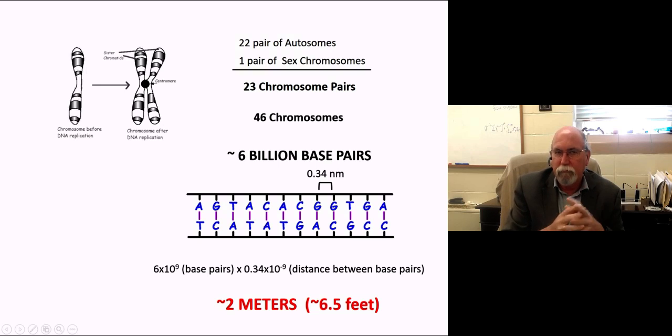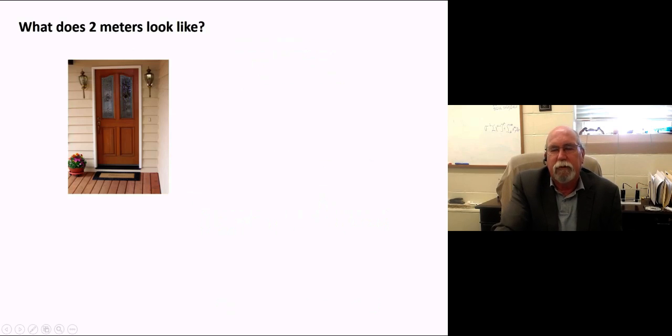So every cell, every somatic cell at least, not the gametic cells, but every somatic cell has about 2 meters of DNA. To give you some perspective on that, in this country, standard door heights are about 7 feet. So they are about 2 meters tall.